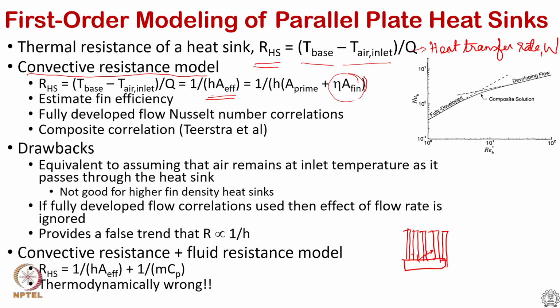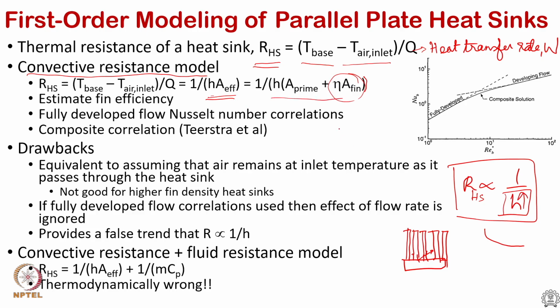So instead, this model just predicts that your heat transfer resistance is going to be 1 by H, and in reality you never see such a relationship where the resistance of the heat sink keeps on decreasing as you increase the heat transfer coefficient. You see that at some point it actually asymptotes, and this asymptotic behavior cannot be captured here because of the wrong assumption, especially for highly dense fins, that 1 by HA holds.